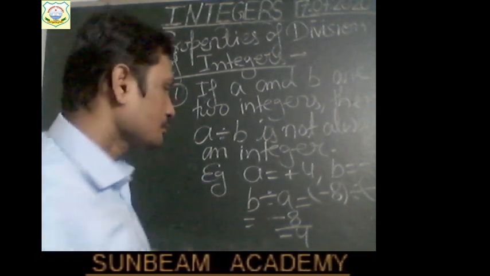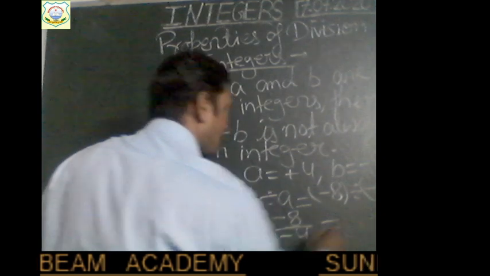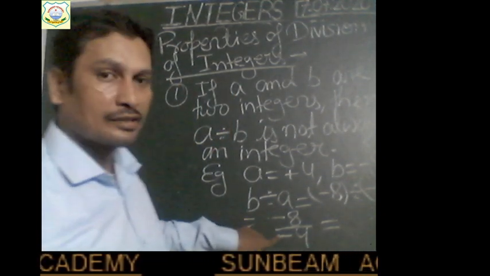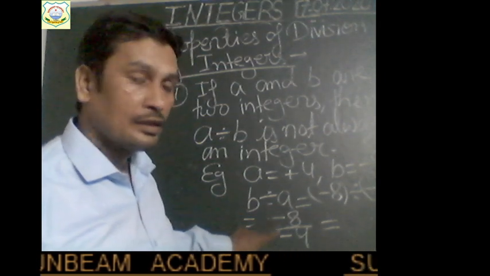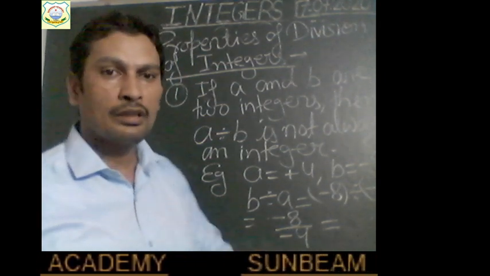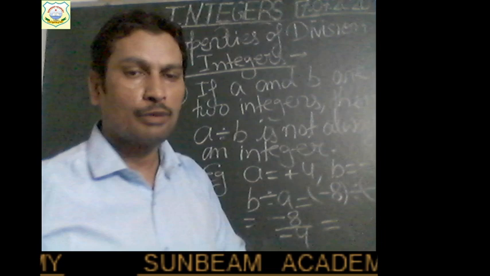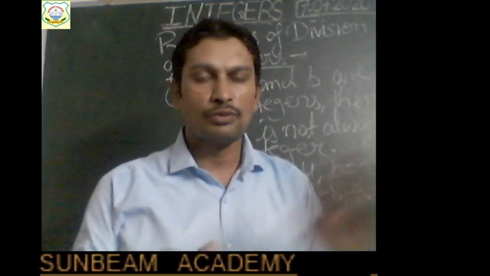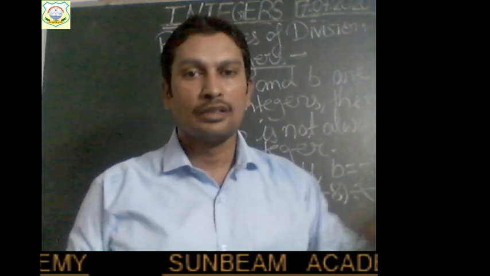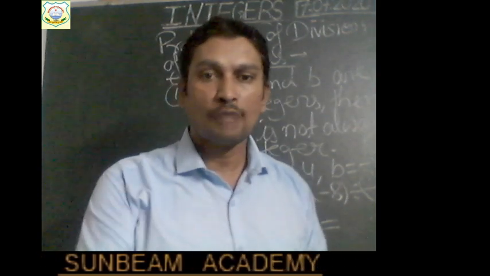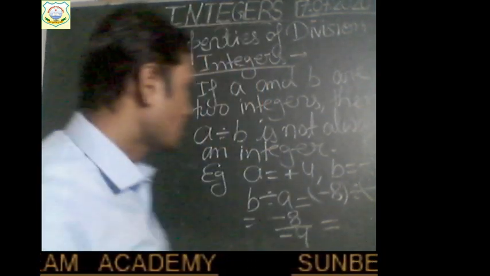So what do we get? Minus and minus becomes plus, right? We are dividing, so we will use the rule of multiplication, because the rules for division are exactly the same as the rules for sign conversion in the case of multiplication, right?